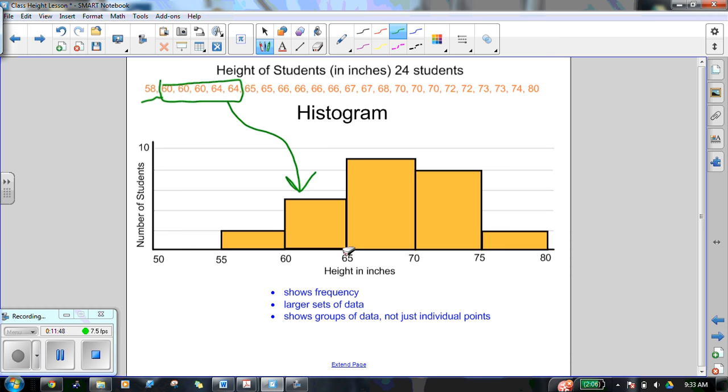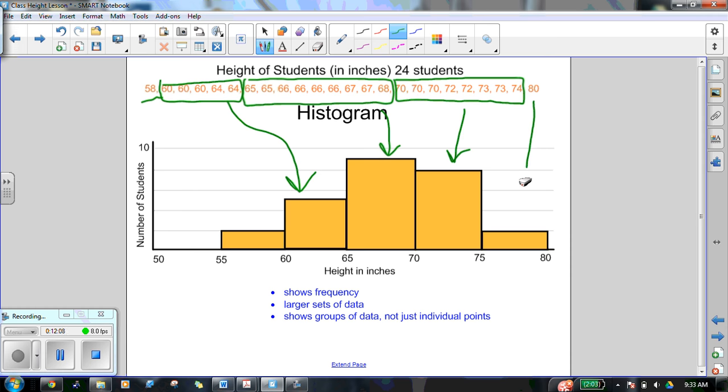And then from 65 to 69, well, let's identify that. This large group, we can see 2, 4, 6, 8, 9 students, and they're represented here. And now 70 to 74, we have another 2, 4, 6, 8 students. And then I see only one student in this upper category over here. Okay. So there we can see groups of students.